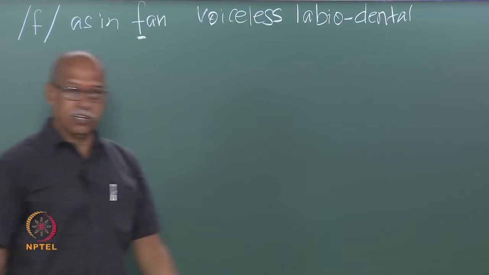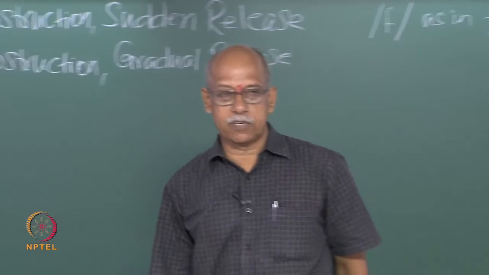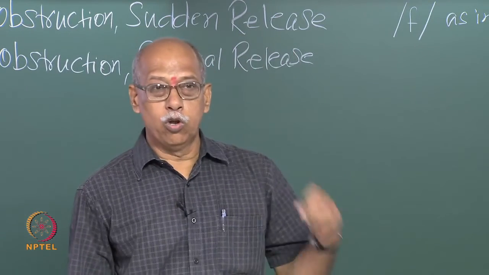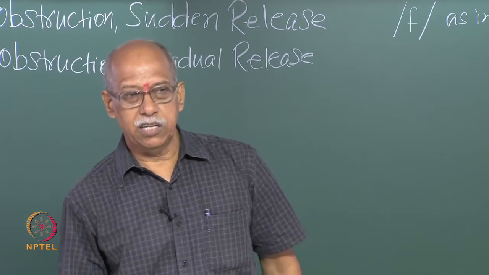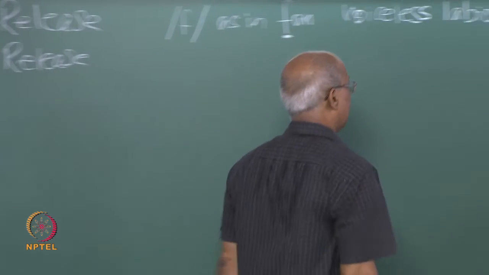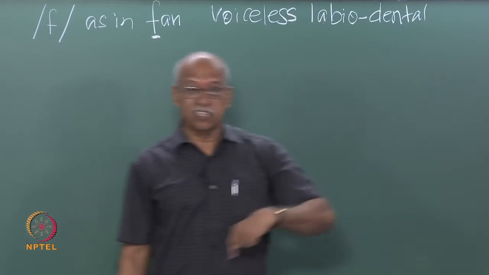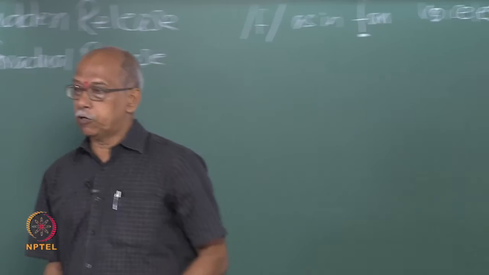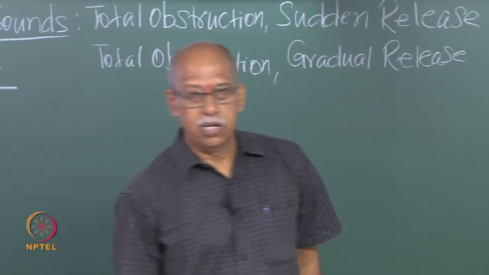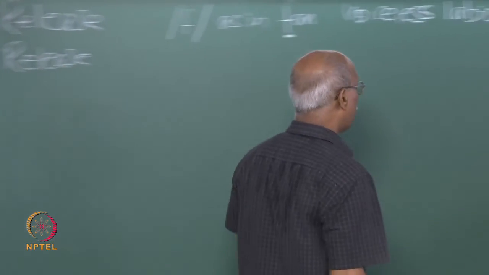What is the manner of release? Because there is no total obstruction, there is production only with friction, so we say fricative. When it was friction-like, then it was affricate, but when there is complete friction, then we say fricative. What do we call it?